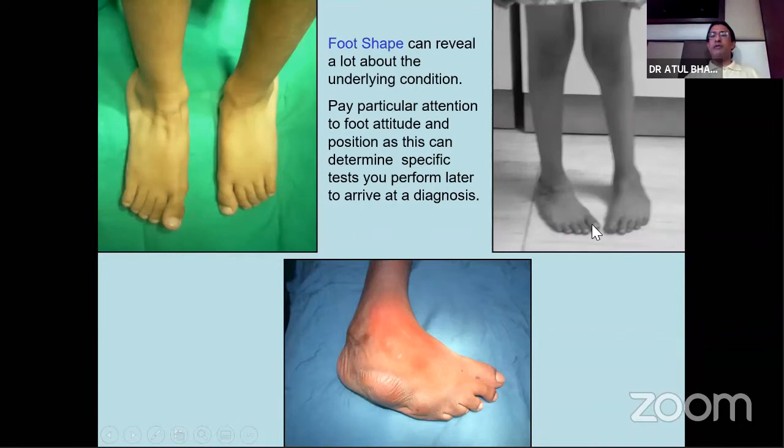So if this is pointing inwards, there is an in-toeing of the foot, which may be because of the foot deformity or maybe because of tibial deformity. Then you look at the lateral border, then look at the hind foot, and then any callosities you see.